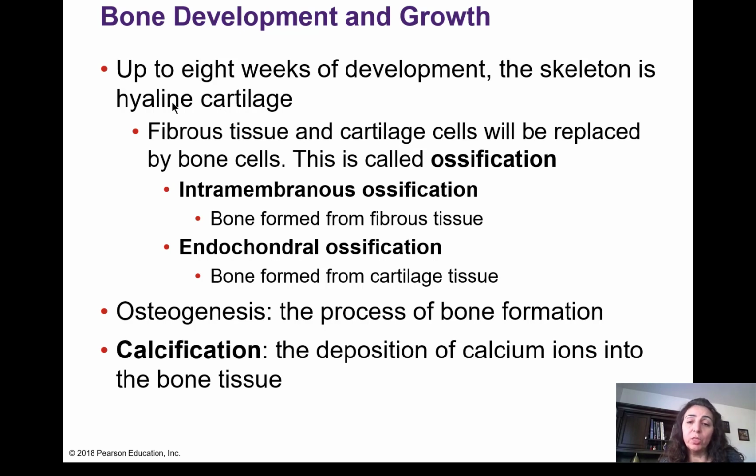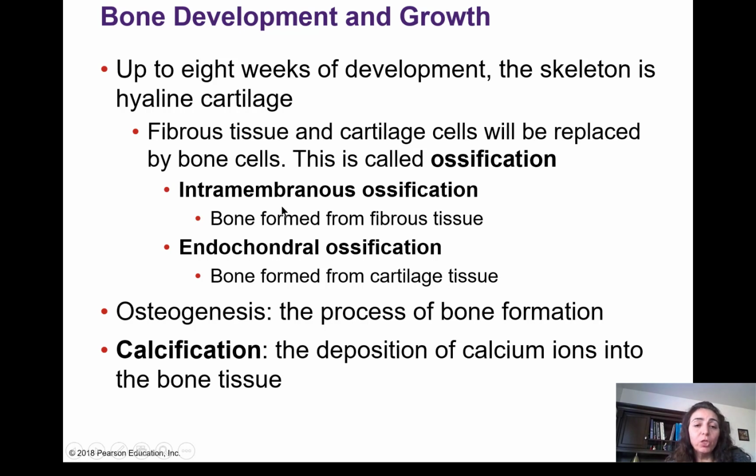Then fibrous tissue and cartilage cells will be replaced later, after the 8th week, by bone cells. And this process is called ossification. So when the cartilage changes to a bone, it ossifies, and that's the process we call ossification. It means becoming bone, right? Now we have two types of ossification, intramembranous ossification and endochondral ossification.